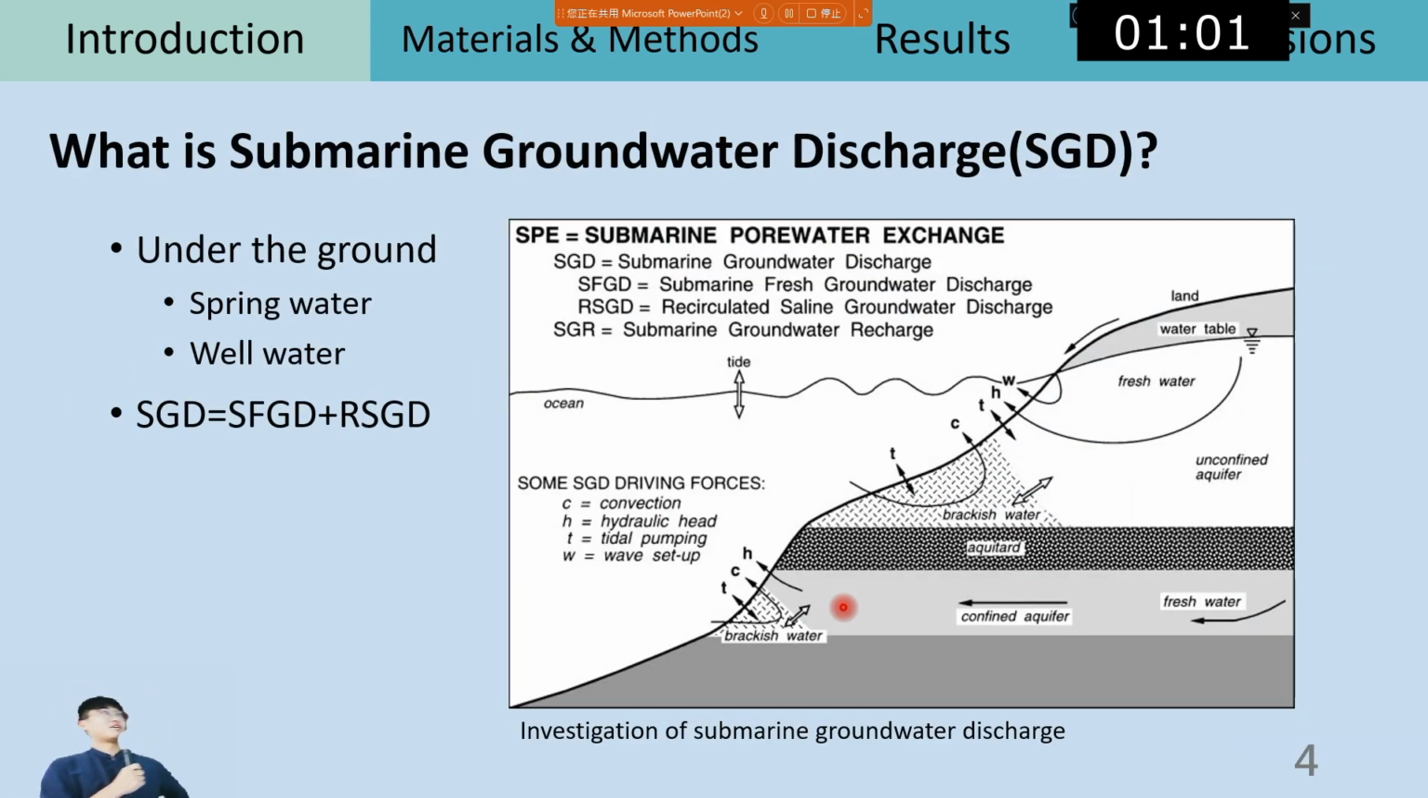And now we need to know what is submarine groundwater discharge, SGD. First, we need to know what is groundwater. Groundwater is the water under the ground, like spring water and well water. And SGD consists of two parts. First is SFGD. SFGD means submarine fresh groundwater discharge, meaning the fresh water goes into the ocean. And RSGD means recirculated saline groundwater discharge. It means the saline water goes into the ground, recirculates, and goes back to the ocean.